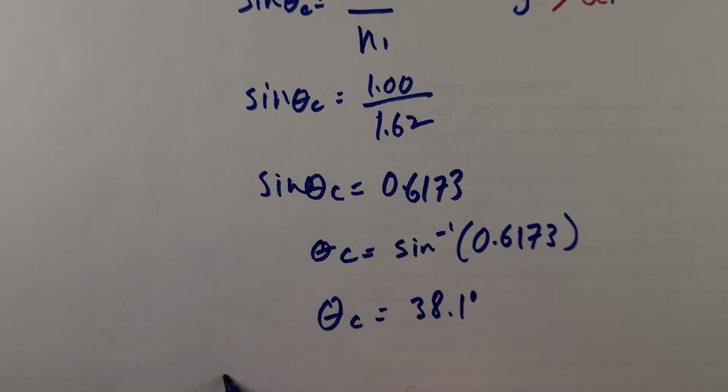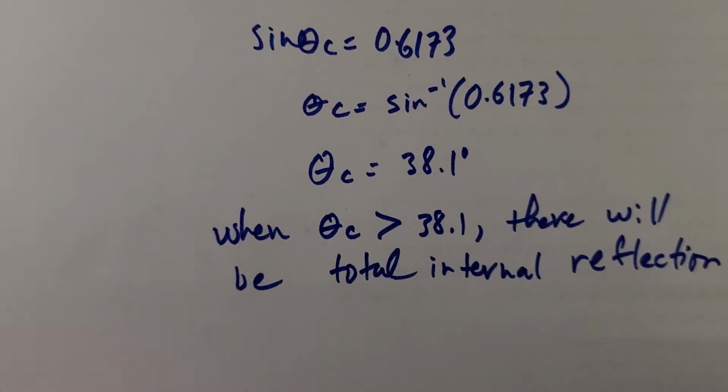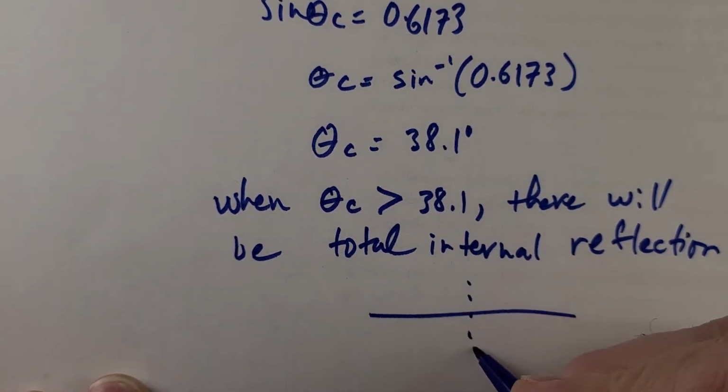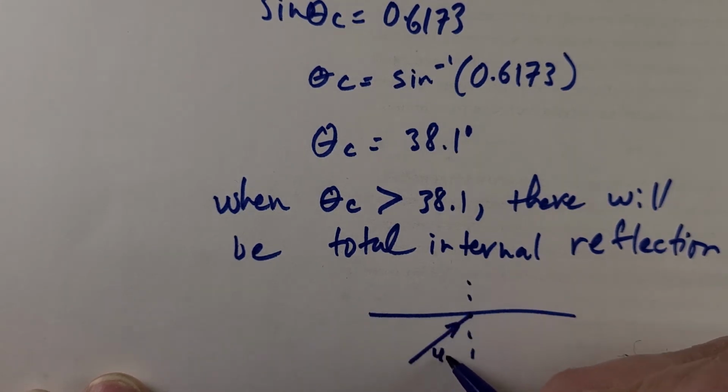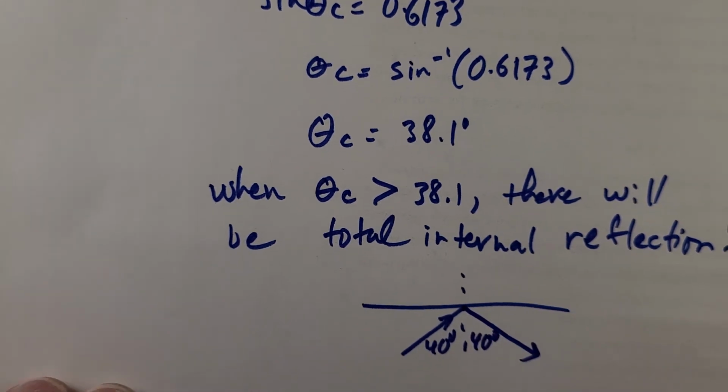Now, here's an interesting thing. When the angle is larger than 38.1, there will be total internal reflection! So yes, if I had light coming in at 40, well, guess what? It would all reflect back at 40 and go back into the medium.